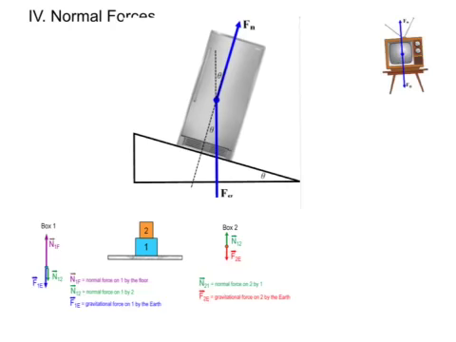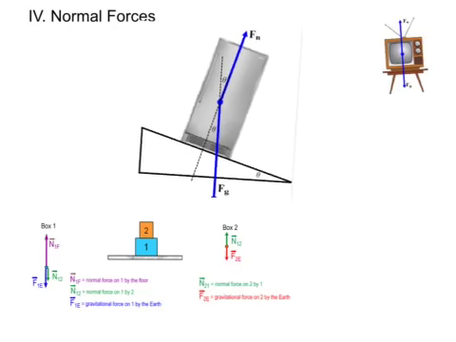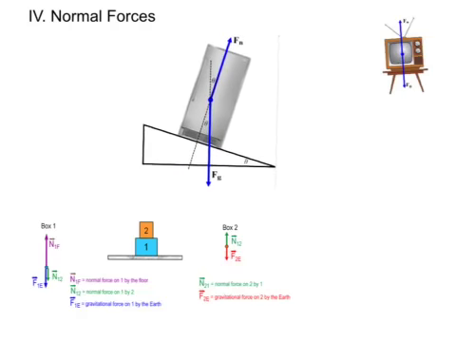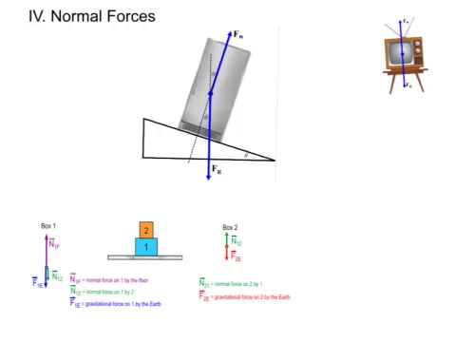If we have an object sitting on a tilted surface, on a ramp, the normal force acts perpendicular to that surface. The weight force will still act straight down toward the center of the Earth. That's always the direction of the weight force. The normal force is always perpendicular to the surface that the object is on.